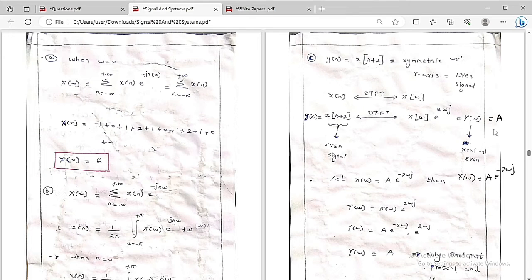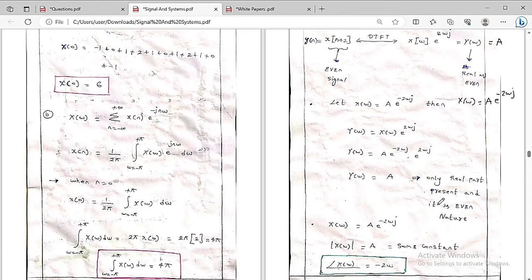You can do it vice versa also. Let X of omega be equal to A e to the power of minus 2 omega j. Then what is Y of omega? X of omega times e to the power of 2 omega j. If you multiply these two, A e to the power of minus 2 omega j times e to the power of 2 j omega, both cancel and we finally get A. Therefore only a real part is present and it is even in nature, as I already told you.